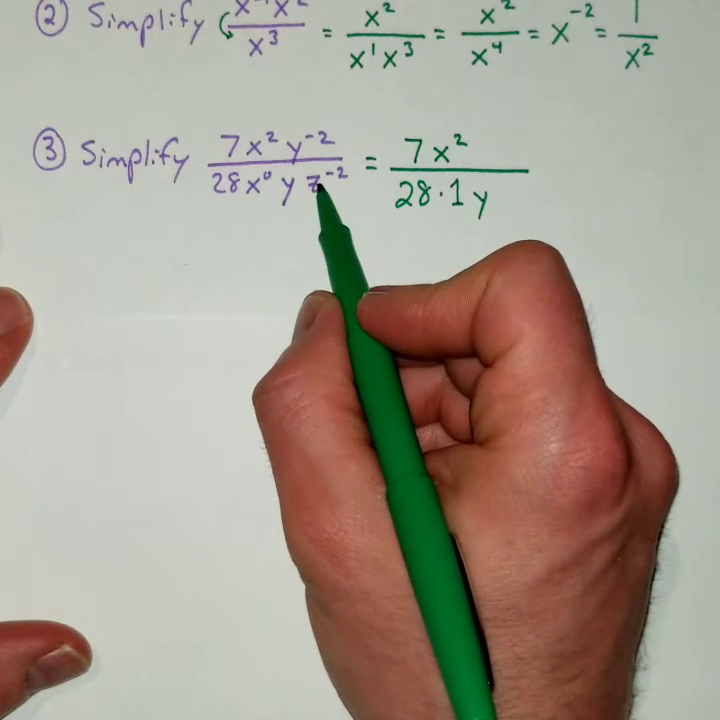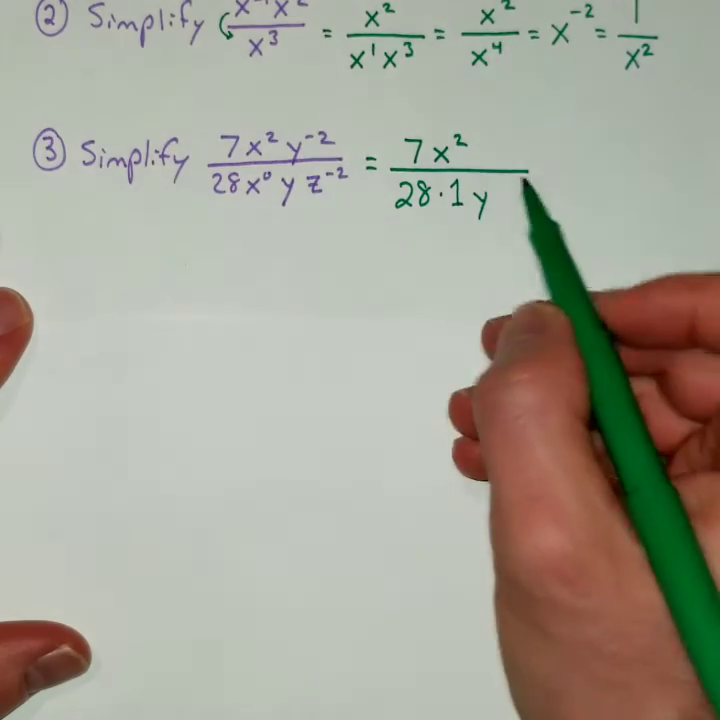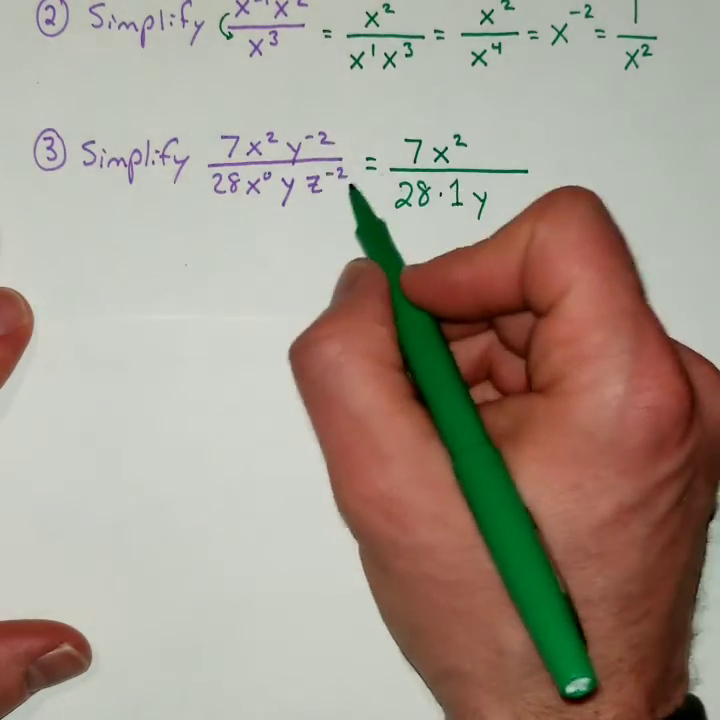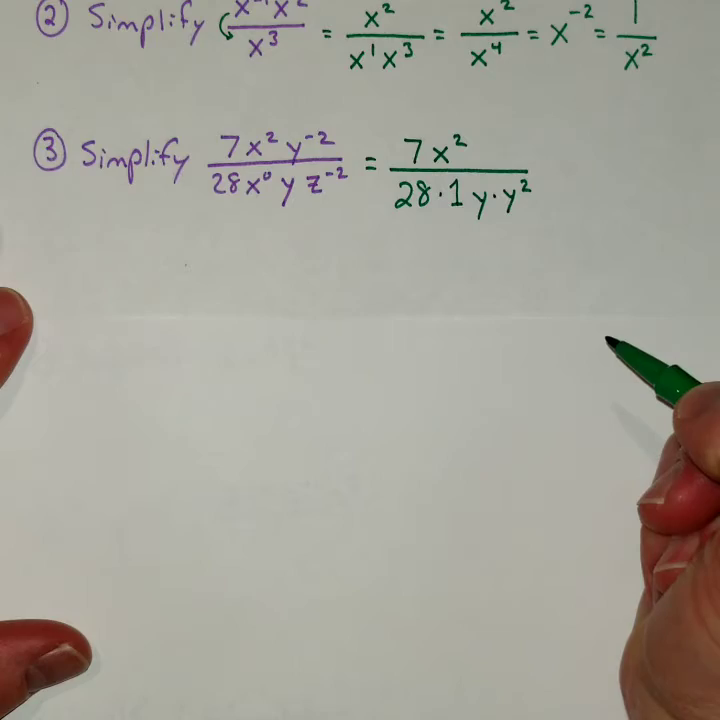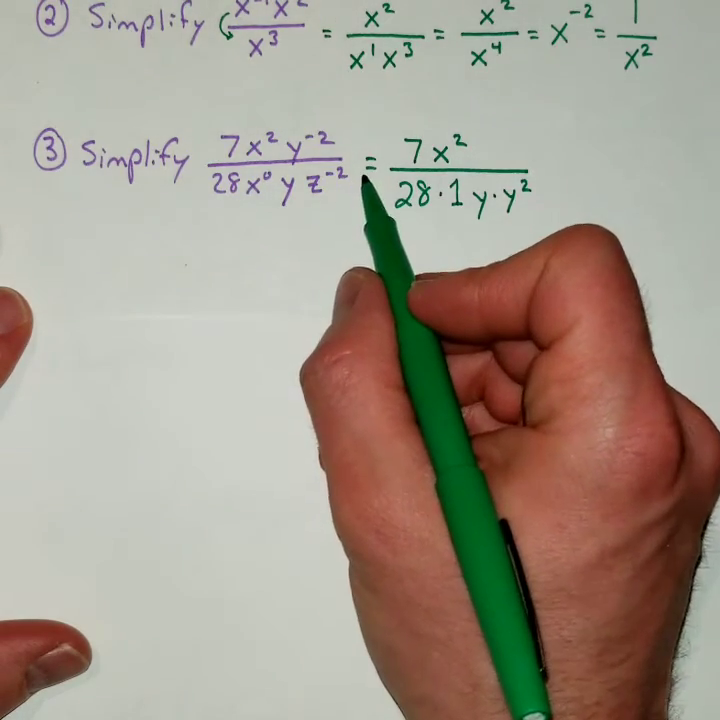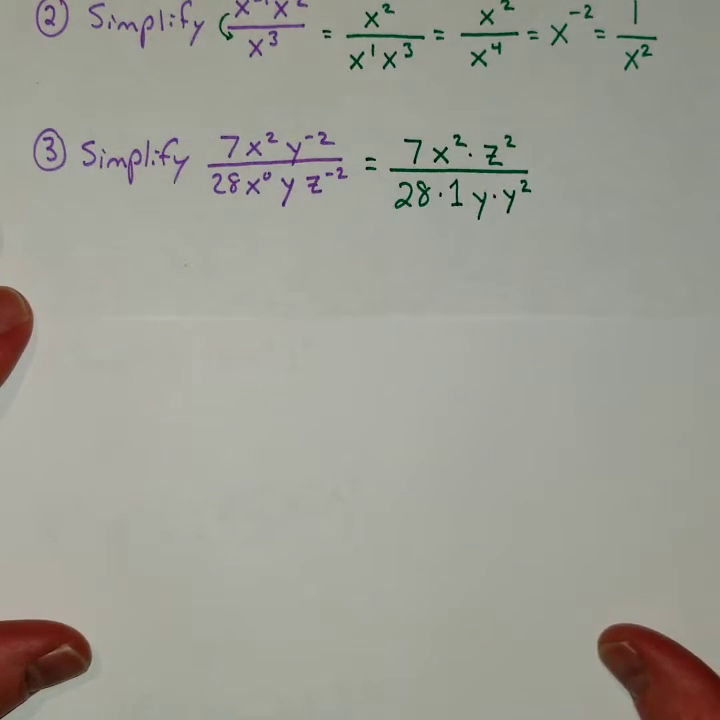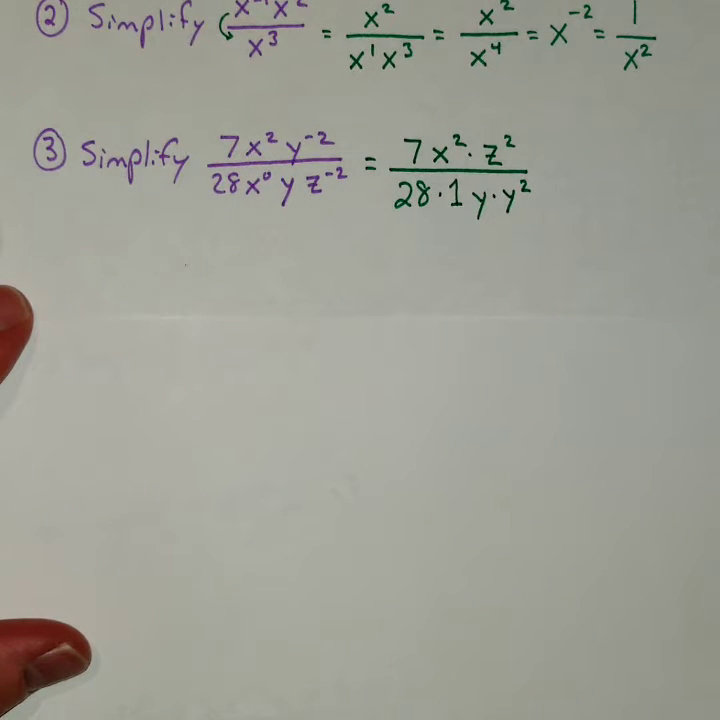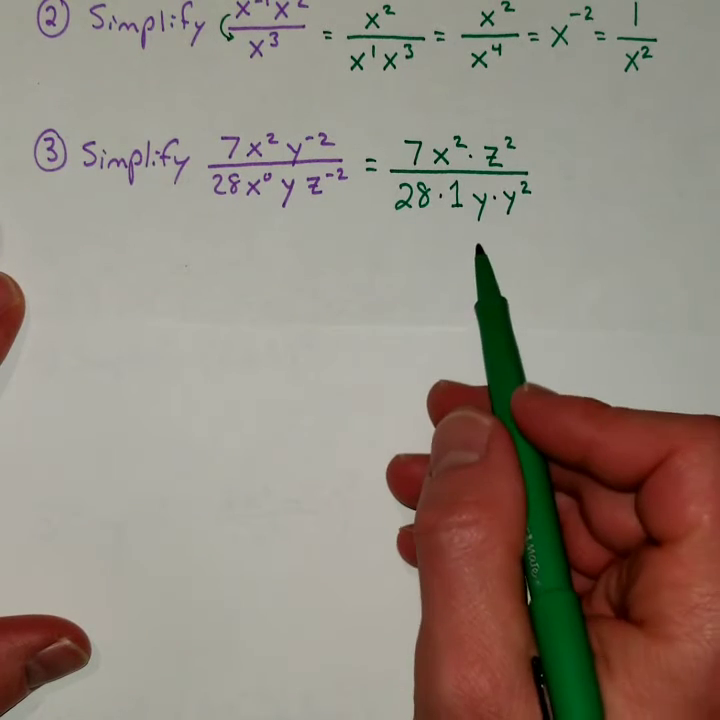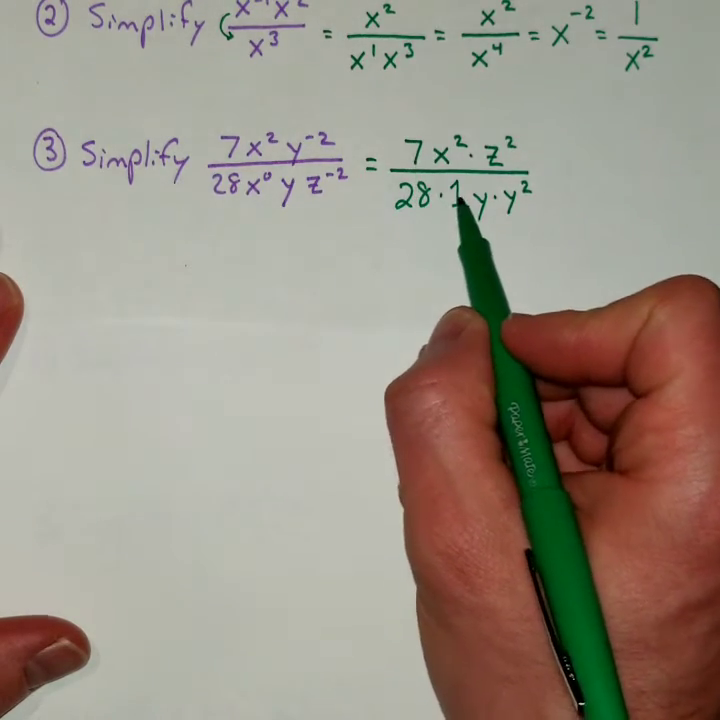Now these next two I haven't written in yet. Those are the ones that are a little bit weird. Y to the minus 2 actually moves to the bottom and becomes y squared. It's positive 2 on the bottom. Z to the minus 2 moves to the top and becomes z squared. That becomes positive on top. So when you move a negative power, it becomes positive on the other side. Once I've eliminated my negative powers and my zero, I can go through and combine whatever can be combined. I can get my y's together, and I can combine the 7, the 28, and the 1.